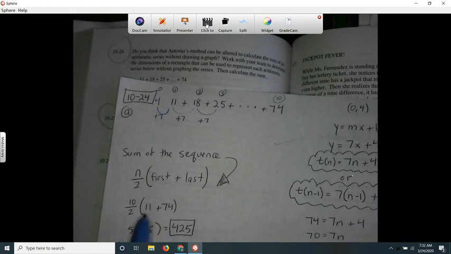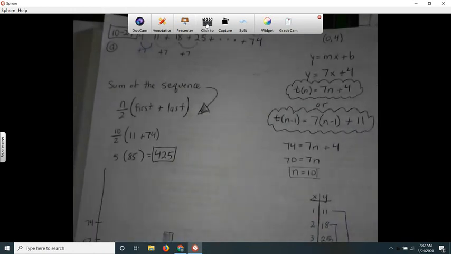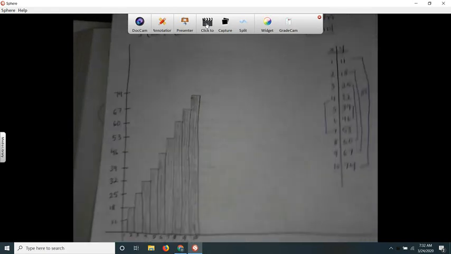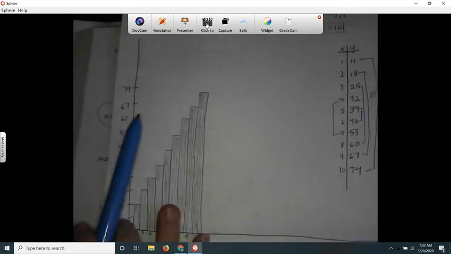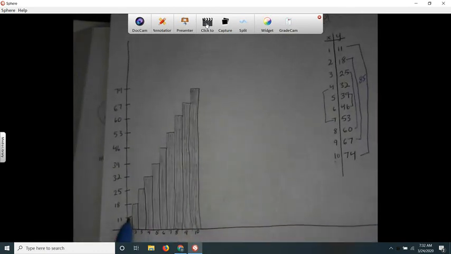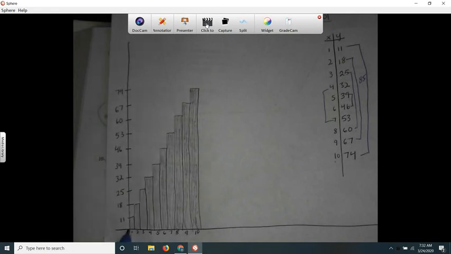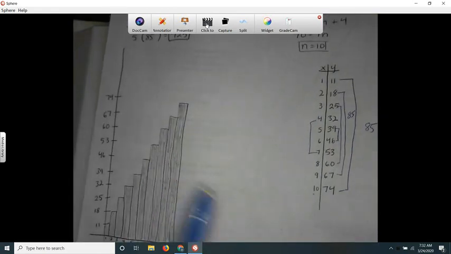So I hope that makes sense to you. And here's the graph that they keep referring to in your book. I took all my numbers from my table and graphed them on this graph. See, the first term is 11, the second term is 18, the third term is 25. So, what was the kid's name again? Antonio is saying that he can make a rectangle out of these.